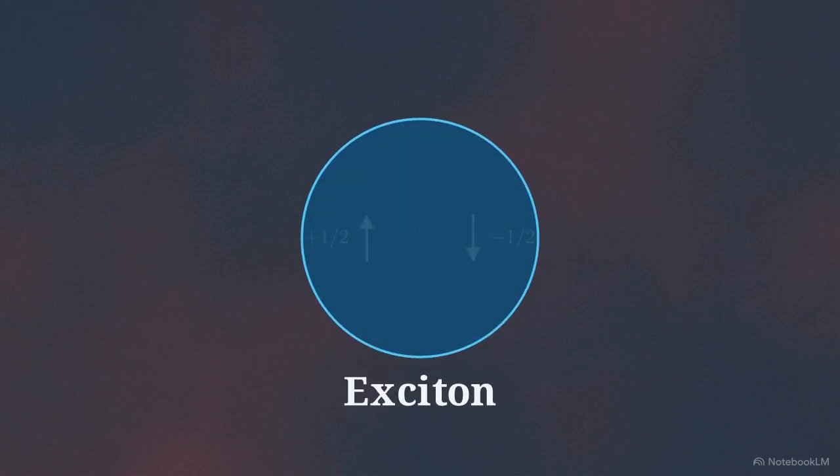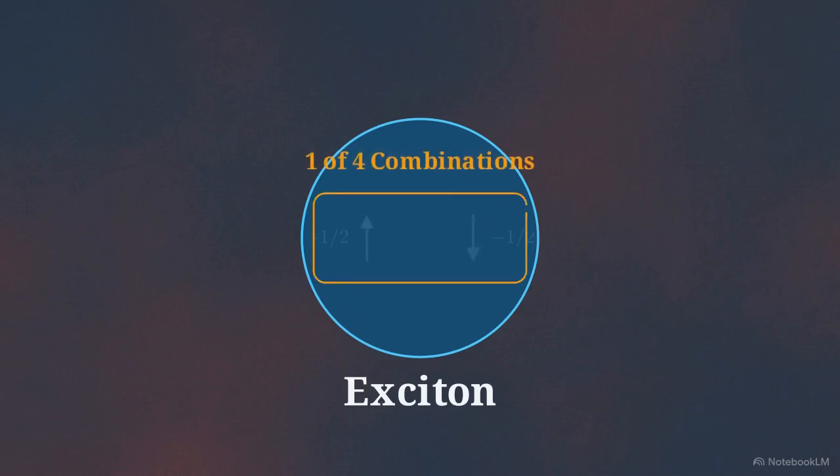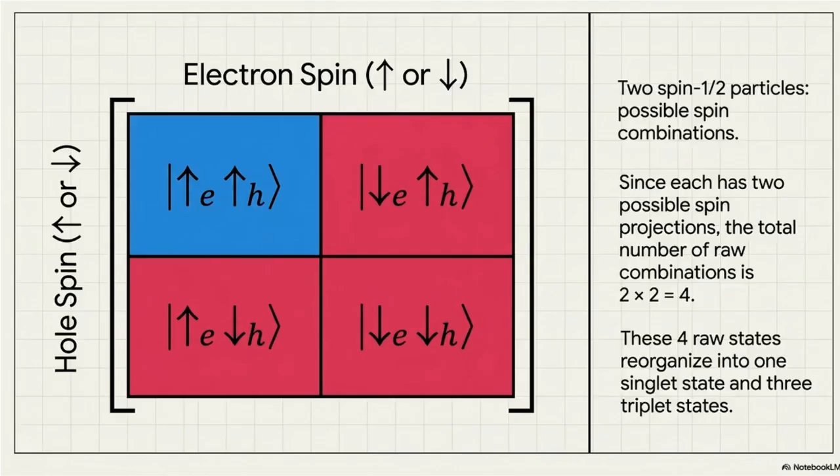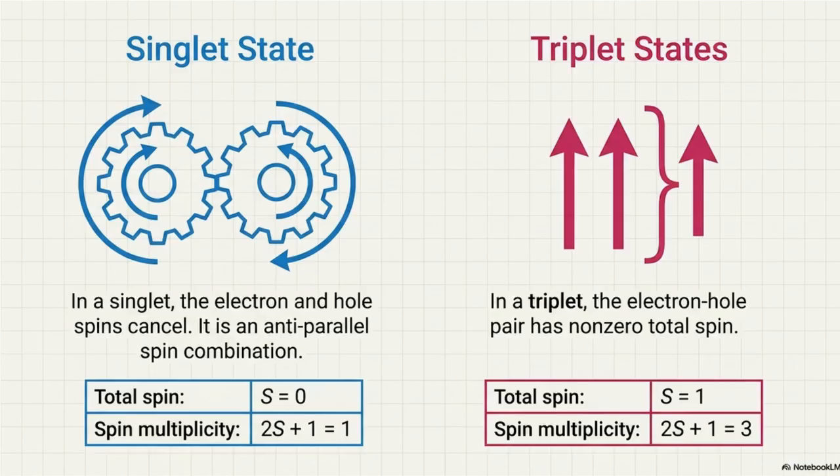Because there are only 2 particles with 2 possible directions each, there is a strictly limited number of ways their spins can align. This 2x2 matrix maps those combinations out. You have the electron spin up or down on one axis and the hole spin up or down on the other, giving us exactly 4 raw state combinations for the newly formed exciton. These raw combinations organize into distinct total spin states.